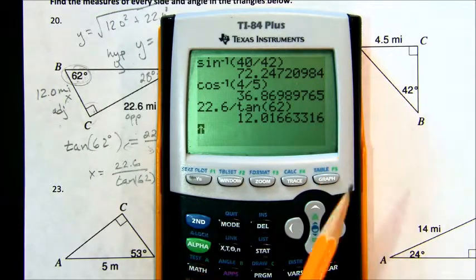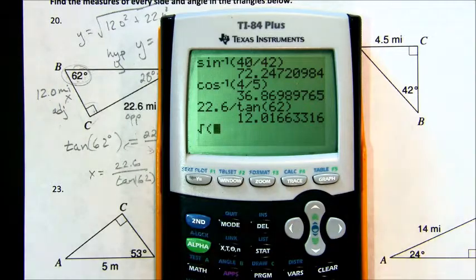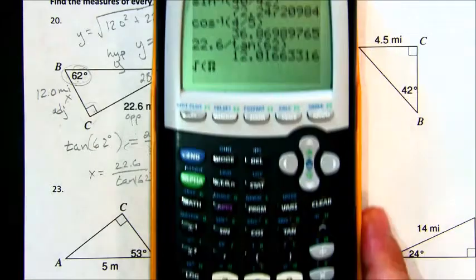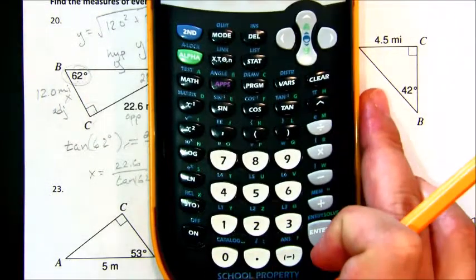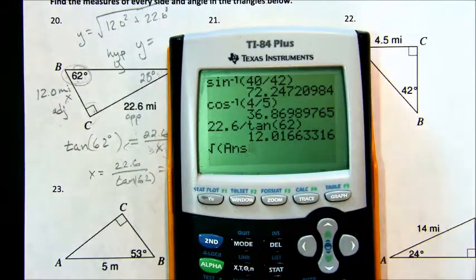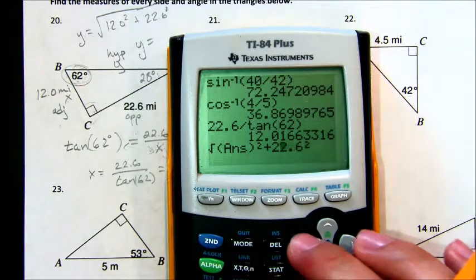I'll do it like this. So do the square root. And then I'm going to use my previous answer. The way I do that is I press second, then press the negative button down here. What happens? I get answer. That's my answer. Close my parentheses. Squared plus 22.6 squared. Wait a second. Got extra parentheses in there.